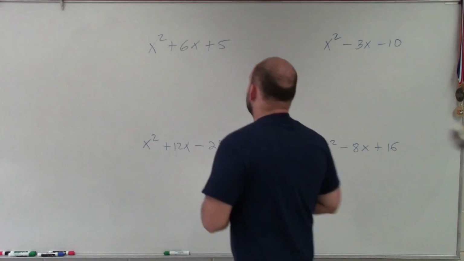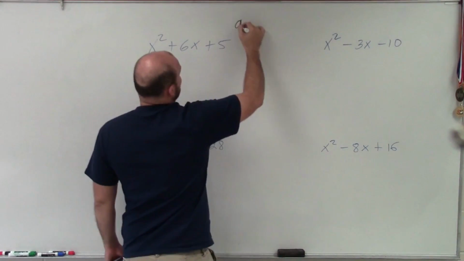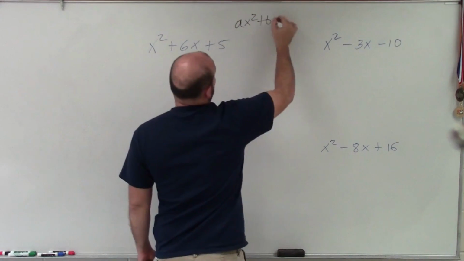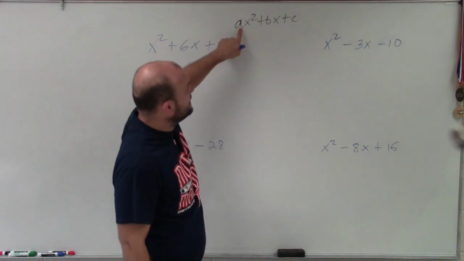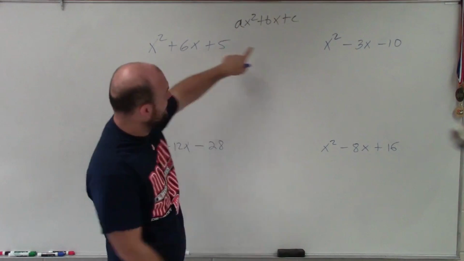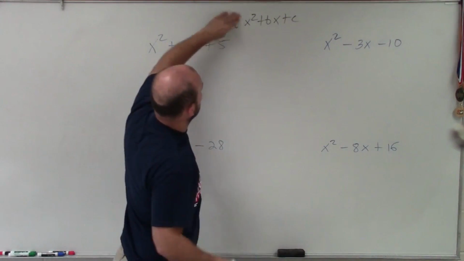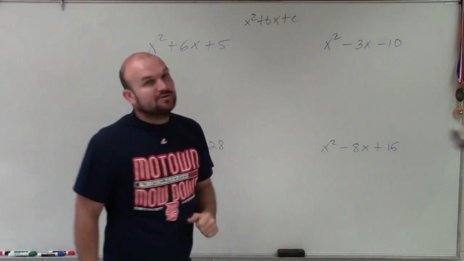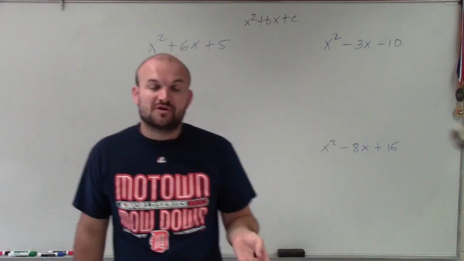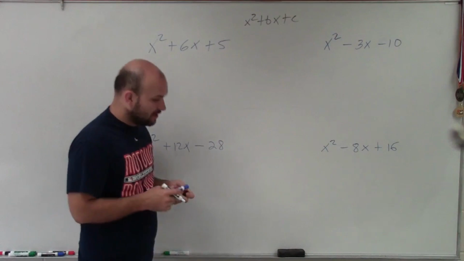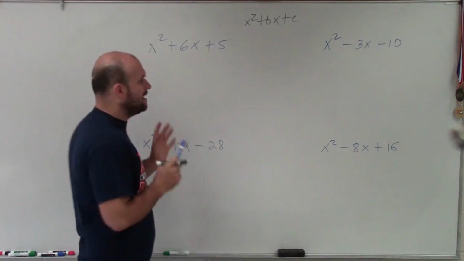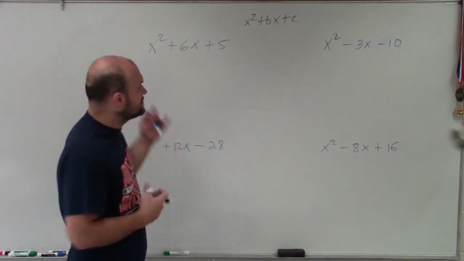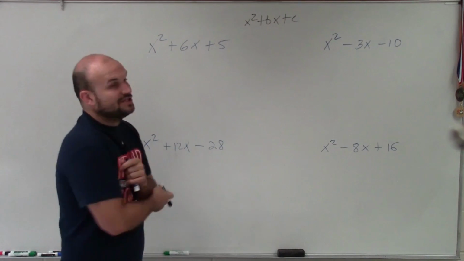But to understand the diamond method, we would at least need to understand the standard form of a quadratic, which is ax squared plus bx plus c, where a, in this case, is always 1. So we're going to forget about our a, and we're just going to deal with b and c, where b is the coefficient of our linear term, and c is our constant. So what I'm going to do is alternate by doing each method. The first one, the way I like to do it, is just using the diamond method.